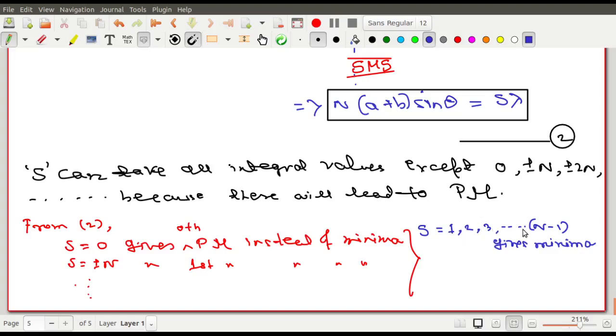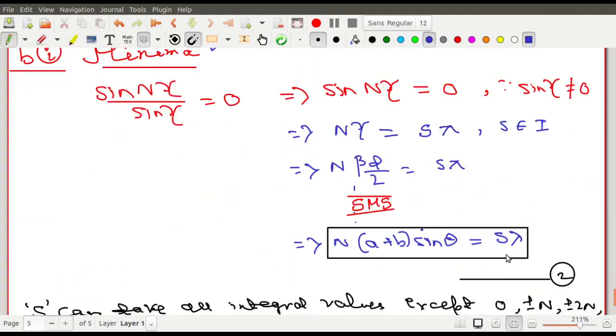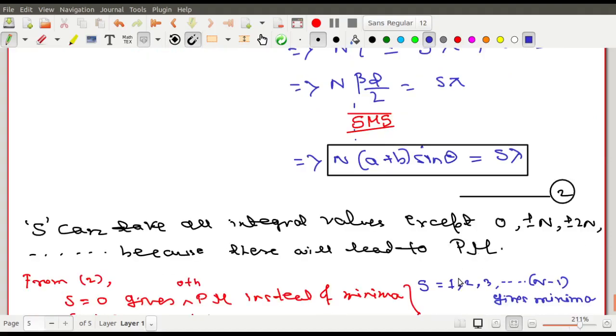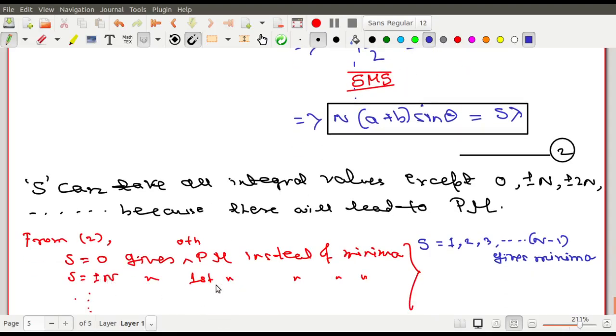If the values of s are 1, 2, 3 up to n minus 1, you get the minima as per your requirement. Your requirement is minima, and you get minima over here if the values of s are 1, 2, 3 up to n minus 1. But once you take s equals to 0, this gives the 0th PM. If you take plus minus n, then it gives the first PM.